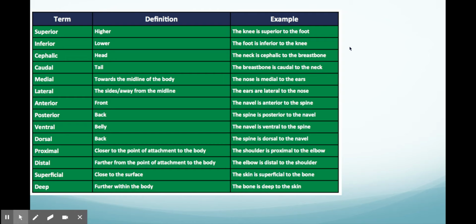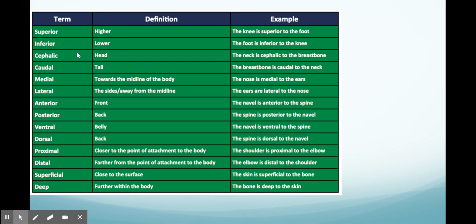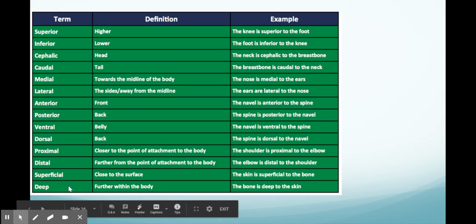And for your reference, here are some more anatomical terms. We mentioned already anterior, posterior, ventral, and dorsal, but there's lots of other terms as well. Right? Superior and inferior are a pair of terms meaning higher and lower. Cephalic and caudal mean towards the head and towards the tail. Medial and lateral mean toward the middle or towards the outside, or away from the middle. And proximal and distal, closer and further away. Superficial and deep mean close to the surface of the body or deeper within the body.